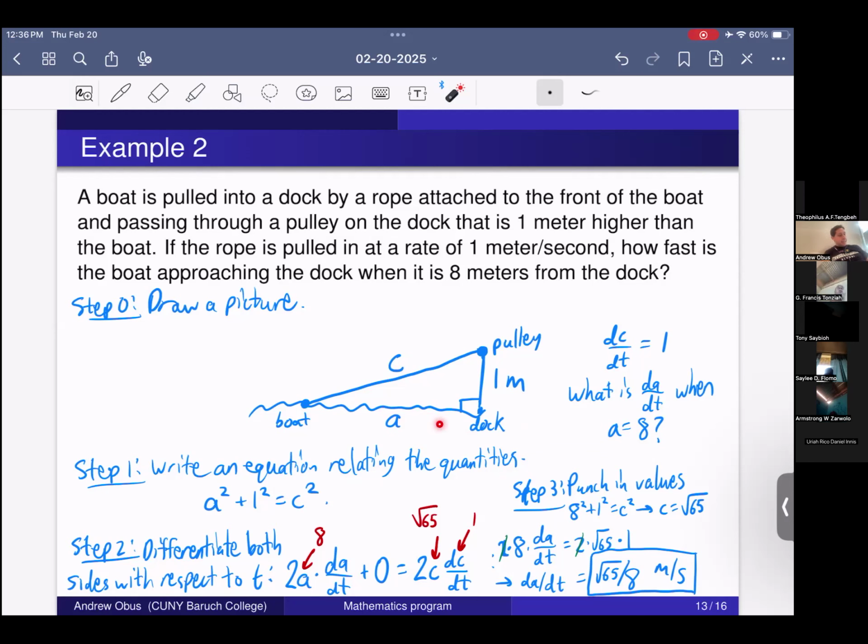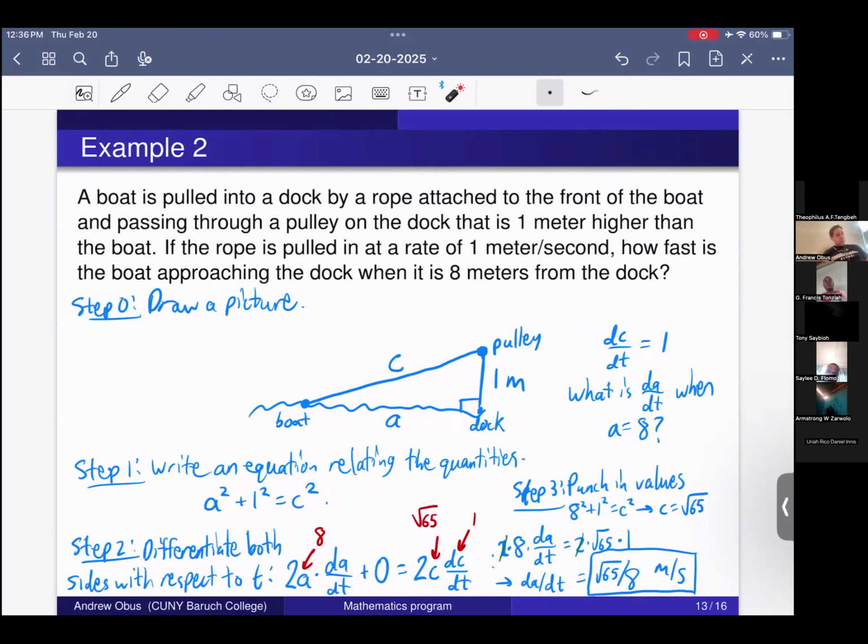A is 8. That's from the diagram. The boat is 8 meters from the dock. dc/dt is 1 because the rope is being pulled at 1 meter per second, so it's shortening the rope at 1 meter per second. And then c you have to figure out using the Pythagorean theorem. But that's okay. Once you know a, then you can figure out c.